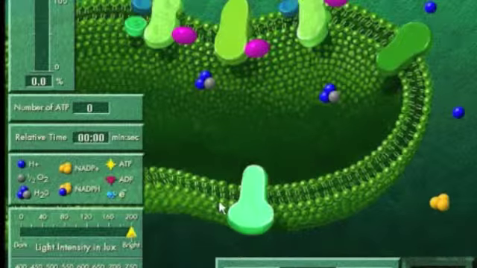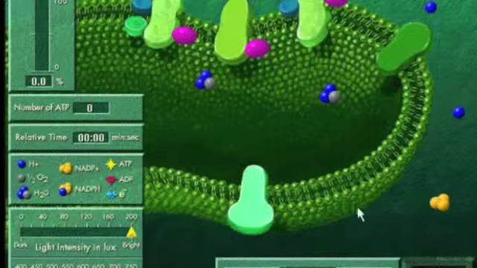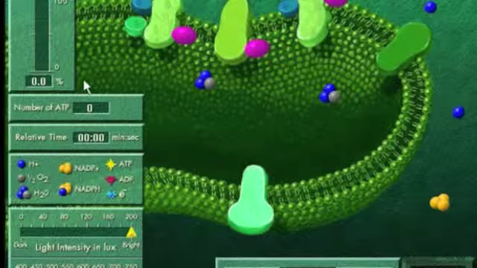This is a thylakoid inside of a chloroplast. This is the membrane that we call the double membrane. And what's going on here is a chemical reaction called photosynthesis. So we're going to have a couple of things happening. We're going to start with this right over here.